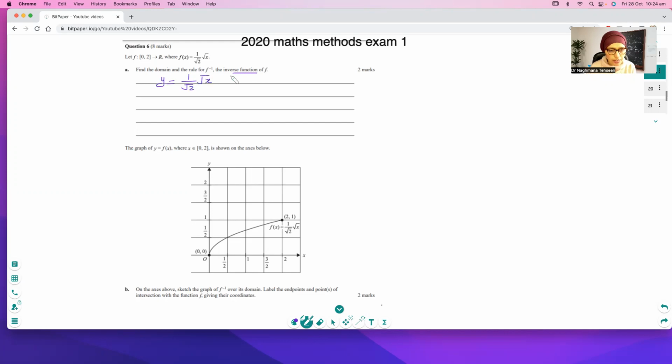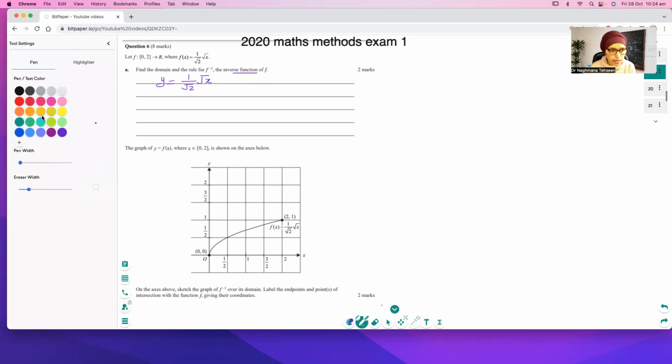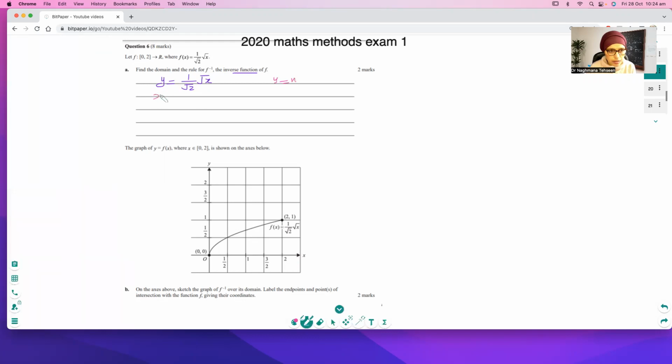Okay, so what I could write is the function y is equal to 1 over root 2 times root x. To find the inverse, we need to replace x with y and y with x. By interchanging them, we get x is equal to 1 over root 2 times root y. And then we have to solve that for y. That would be the inverse function.